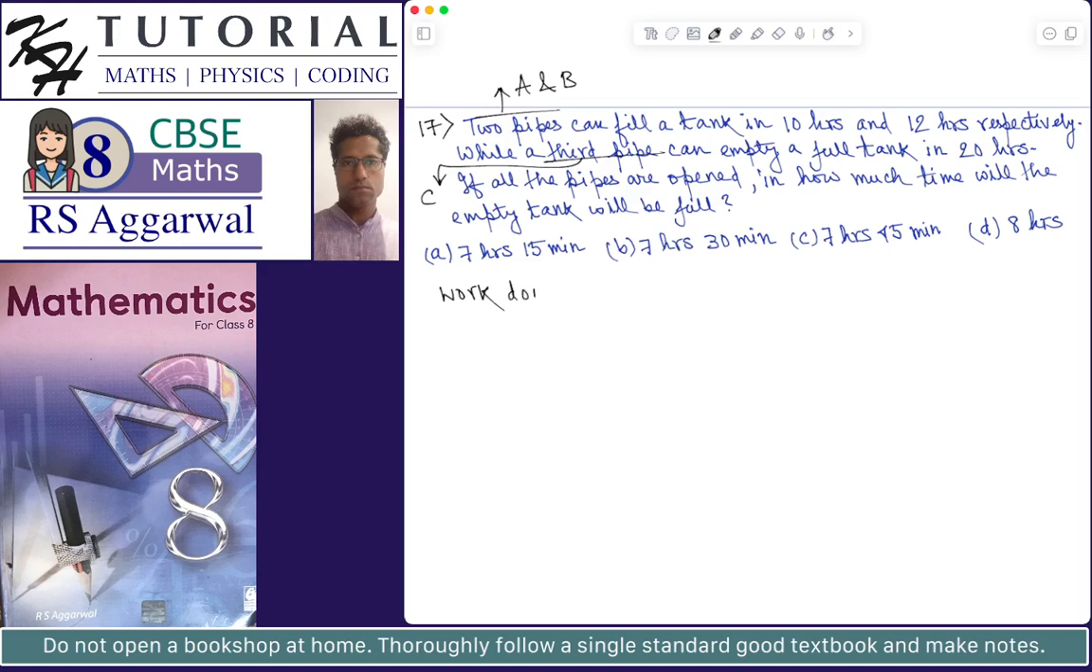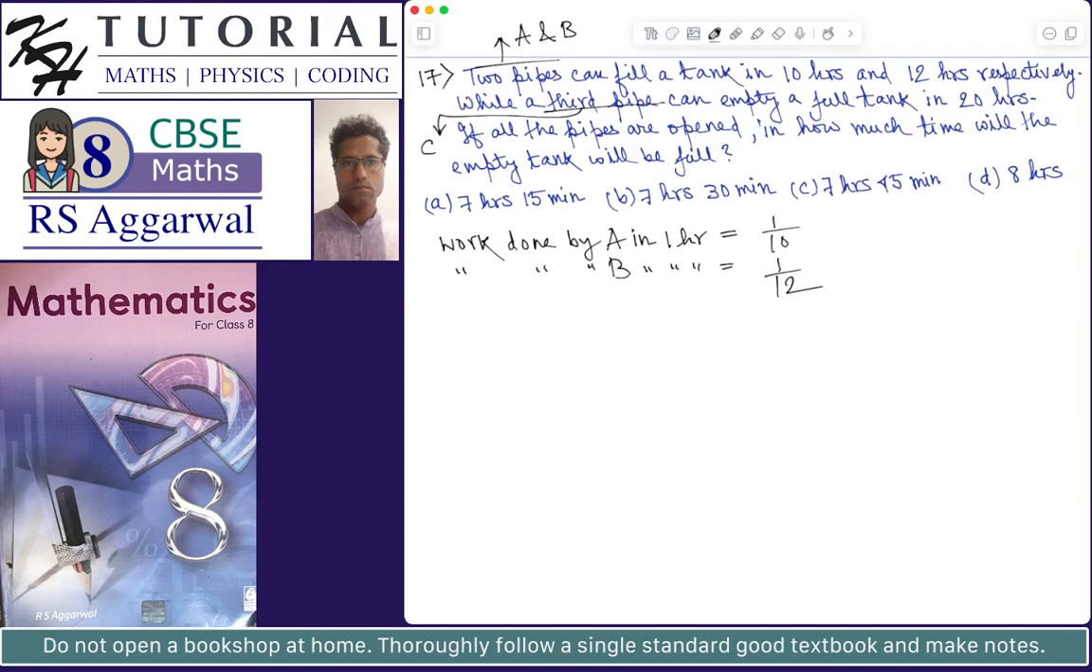So we have work done by A in 1 hour, since A is an inlet, will be equal to positive 1 by 10. Similarly, work done by B in 1 hour, since B is also an inlet, will be positive 1 by 12. Similarly, work done by C, now C is an outlet, so the work done will be negative. It will be negative of 1 by 20.